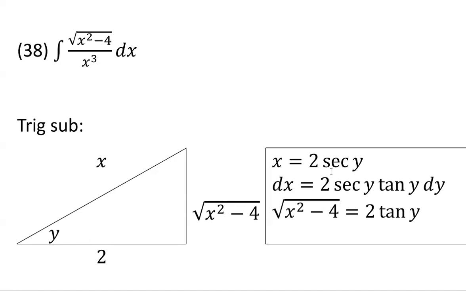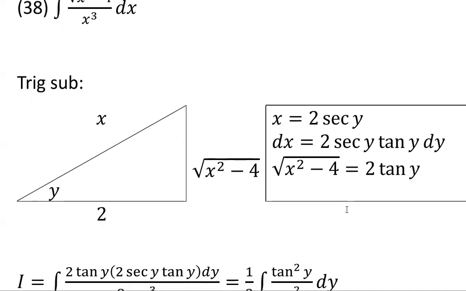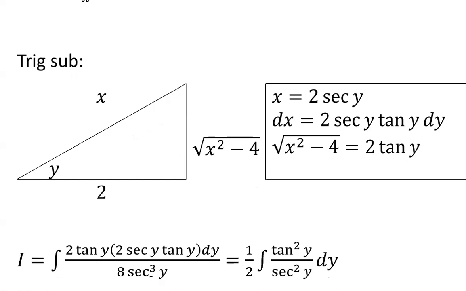dx as a result is 2 secant y tangent y dy. And then we can substitute the square root term as well. What trig relation can we use? We can use tangent. It's 2 tangent y. All right, now we substitute everything. It becomes this right here.